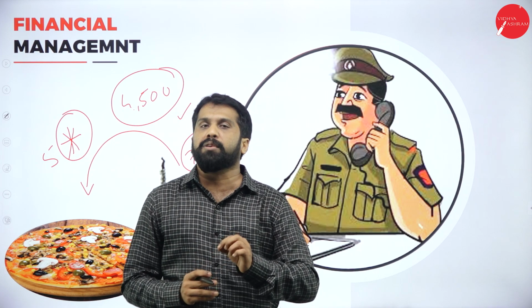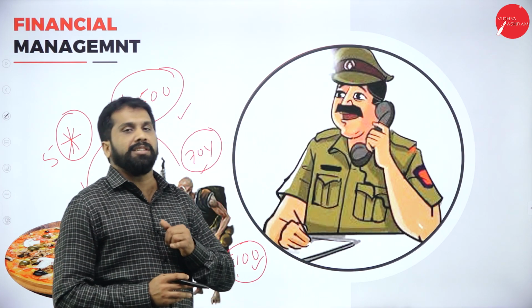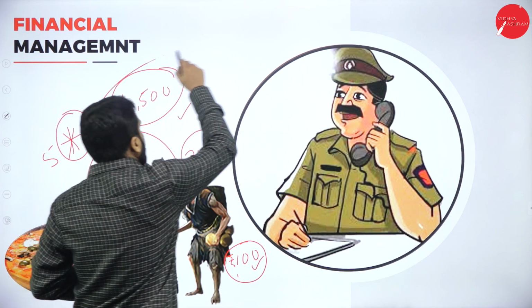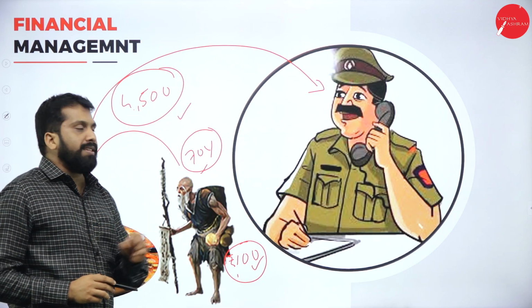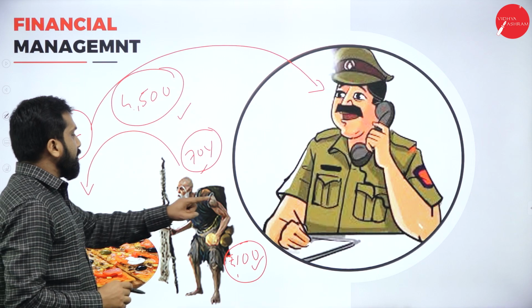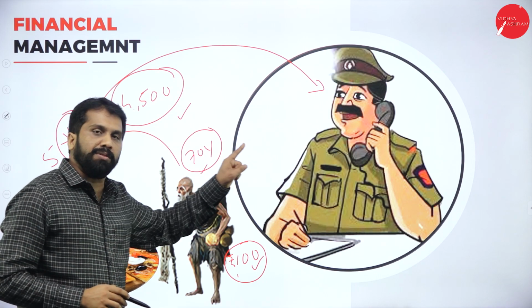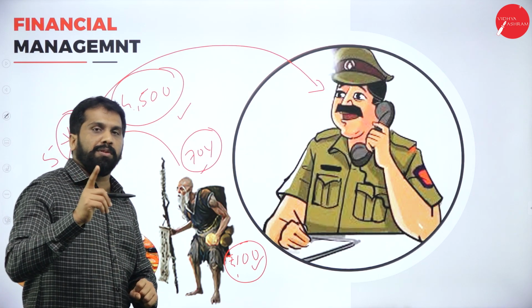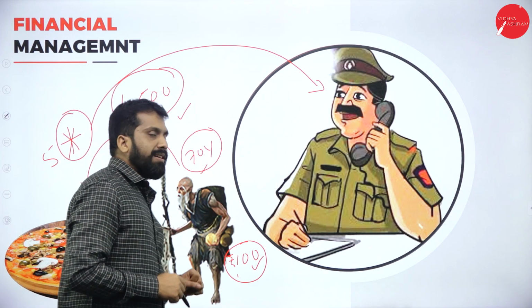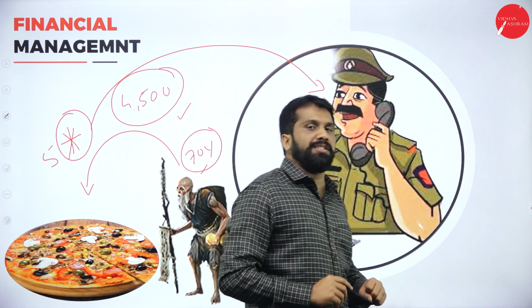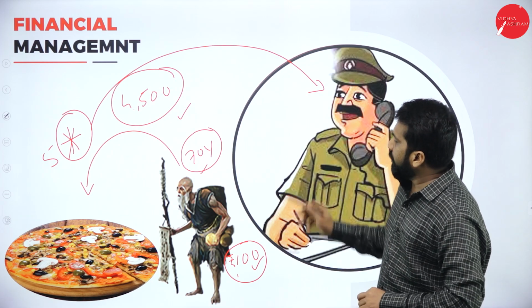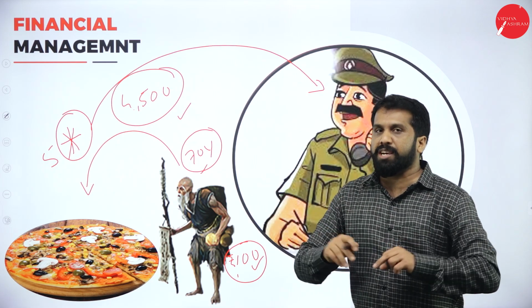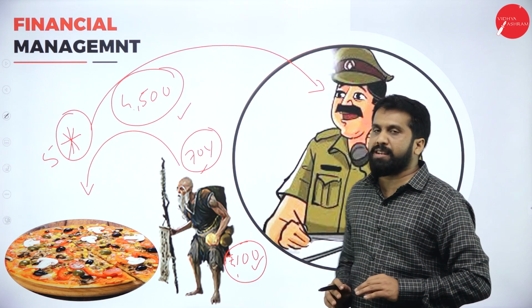What will the hotel people normally do? The managers suddenly called a policeman, and the police came. The police took this beggar to the police station. Now, in the police station, what happened? They sent him to jail. Now, in the jail, what did he do?